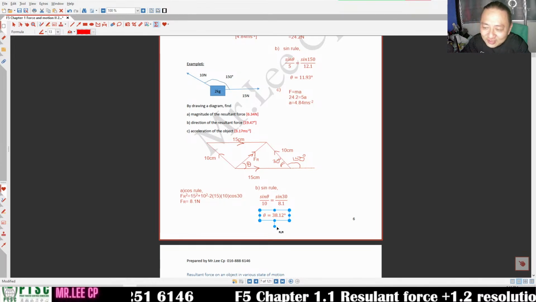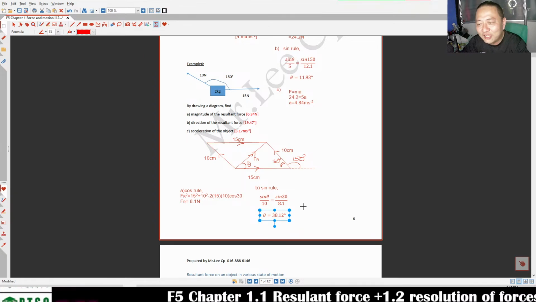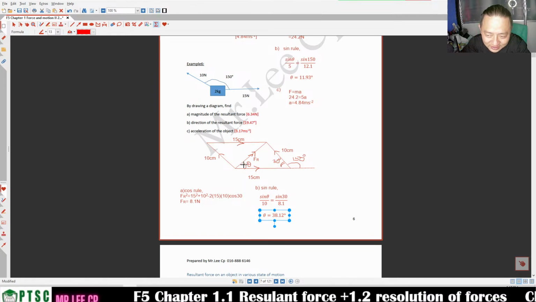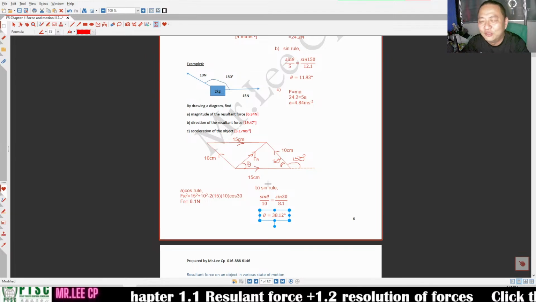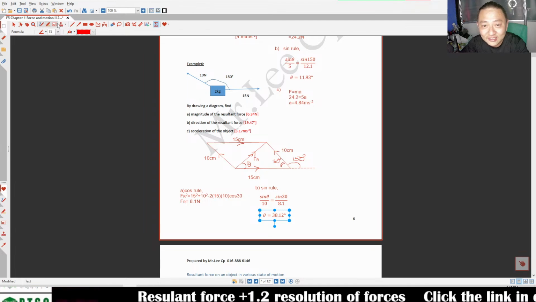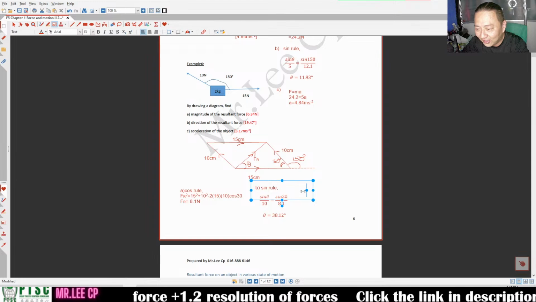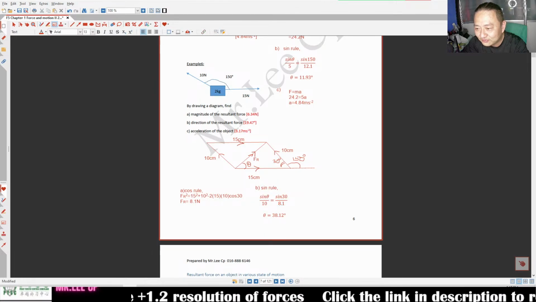And then shouldn't it be 180 minus 38.12? That one is Maths. This is physics. You see this angle, you don't need to tell me what the angle is. Just tell me 38.12, enough. Right? Is that okay? Any question before I continue?